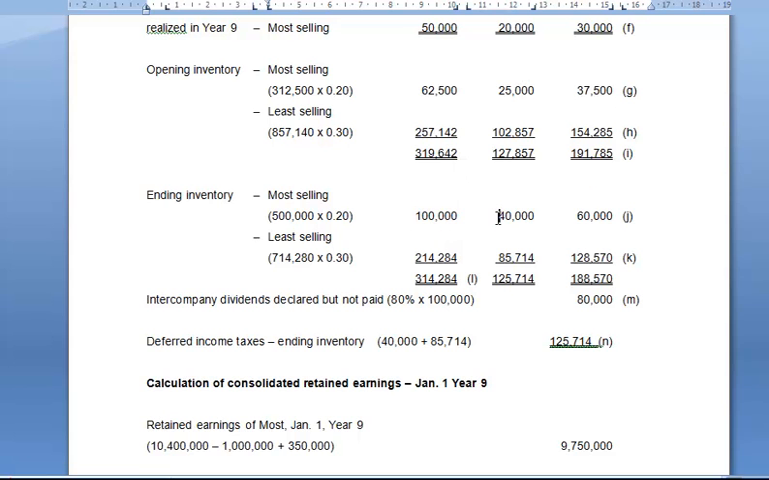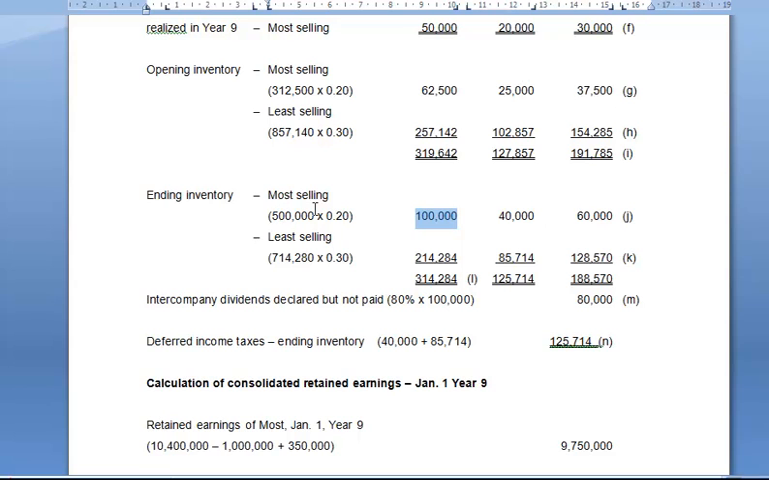So that means we're going to have to reduce income tax expense this year by $40,000 because Most booked that profit of $100,000 when it sold to Leased. So when Most was selling to Leased this year in year 9, Most legitimately booked that profit in its separate entity income. But from a consolidated perspective, the consolidated entity can't book that profit because Leased has not been able to unload $500,000 of inventory, of which this $100,000 is profit.